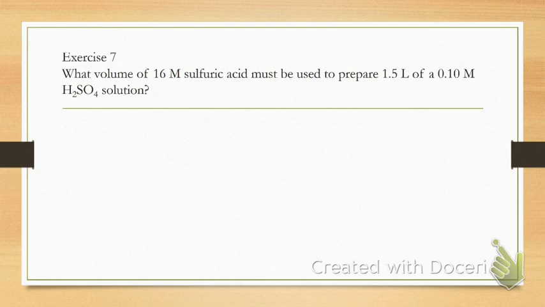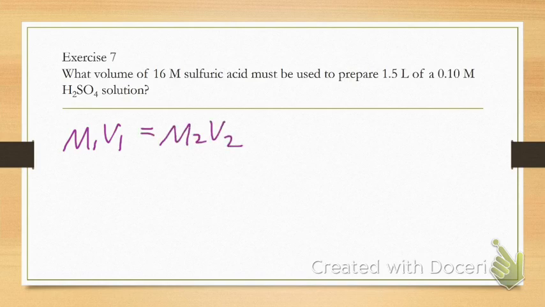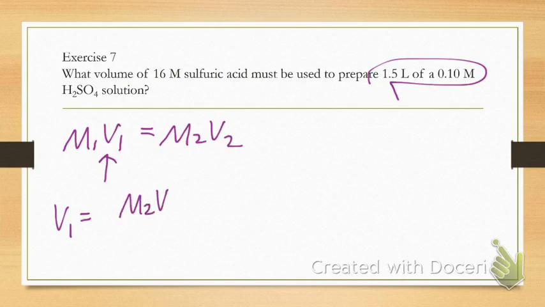So let's do that. M1V1 equals M2V2. We are solving for V1 because we know how much of the diluted solution we want to form, and we know the molarity of the concentrated solution. So V1 is equal to M2V2 over M1.